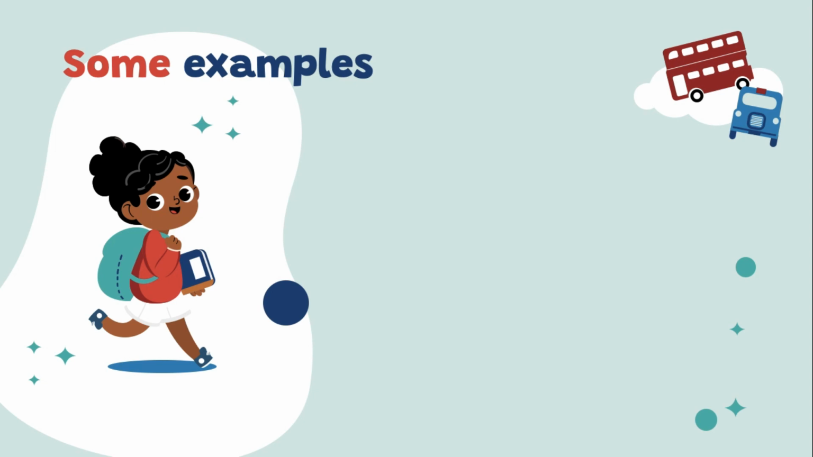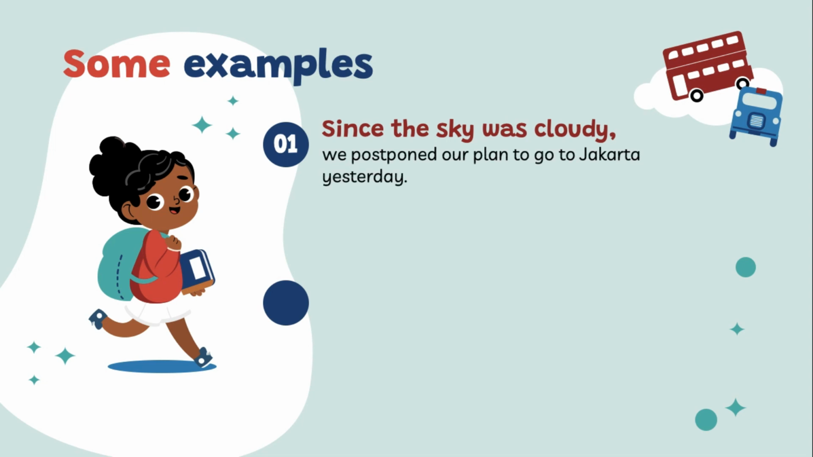Well, the first one is, since the sky was cloudy, we postponed our plan to go to Jakarta yesterday. Let's analyze this sentence. The first part, the one in red color, since the sky was cloudy, is called a dependent clause. Why do we call it a dependent clause? Because it needs another clause to make it a complete sentence. It is impossible to say only, since the sky was cloudy, without another clause, so the sentence would be incomplete.